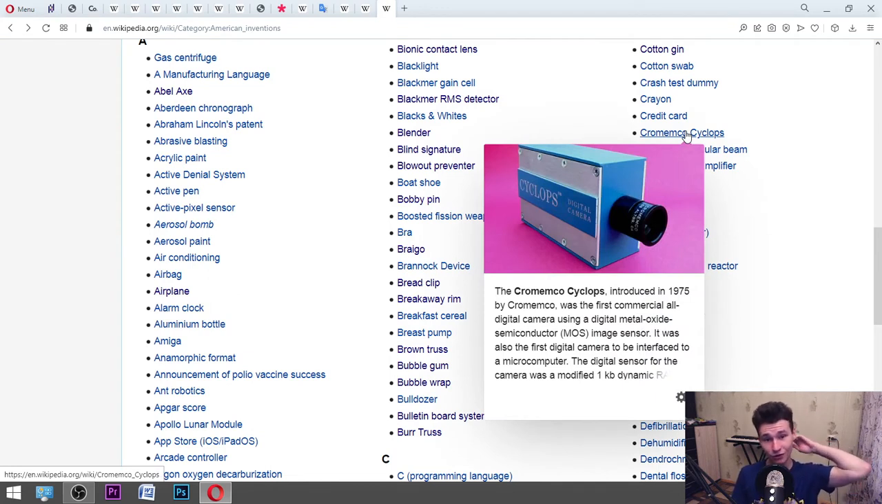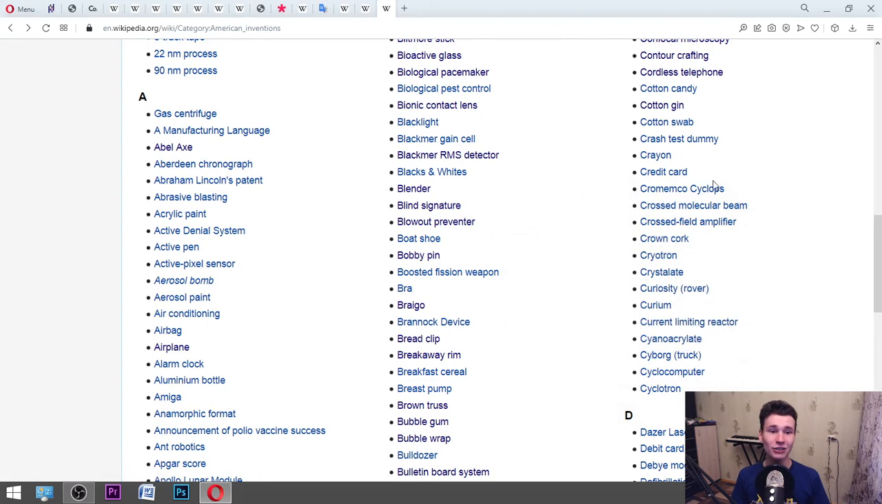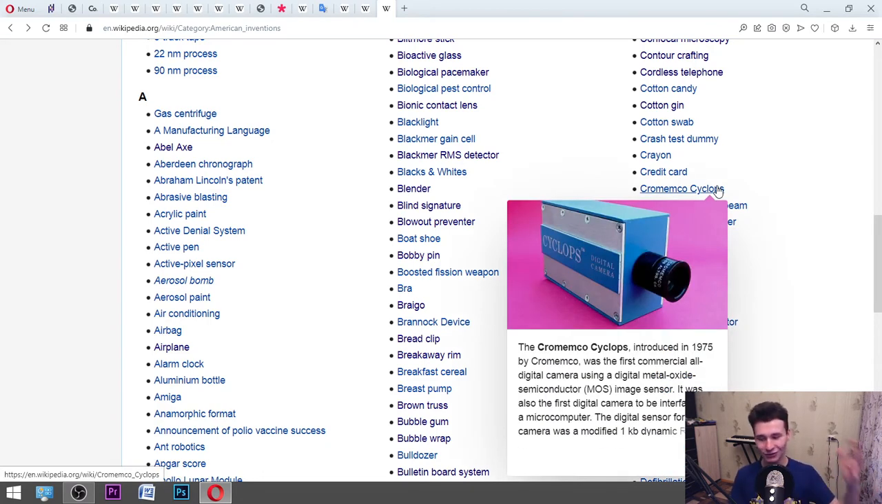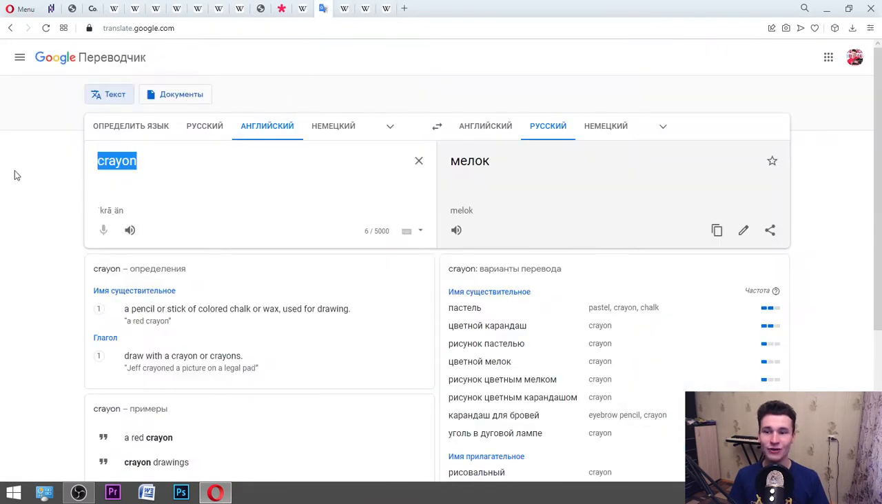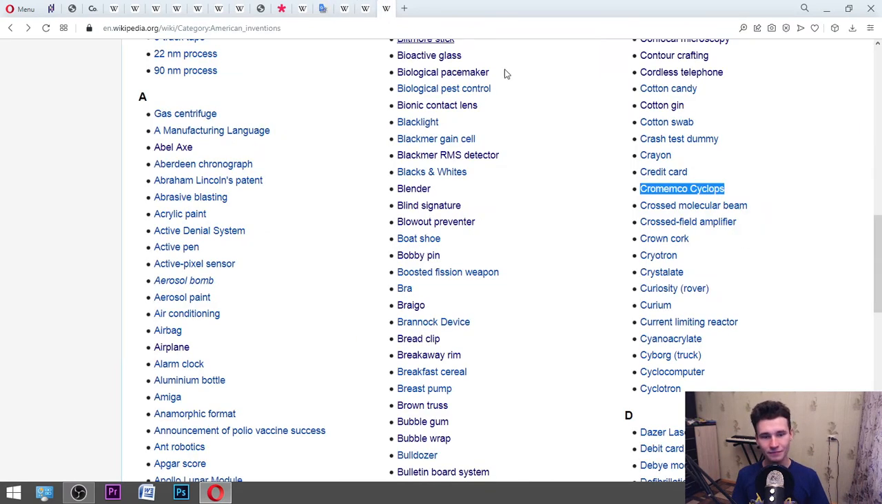And camera, look at this. The Cromemco Cyclops, introduced in 1975 by Cromemco, was the first commercial all-digital camera using a digital metal oxide semiconductor, MOS, image sensor. It is semiconductors, and we have them in our computers too, and it was also in our cameras. It was also the first digital camera to be interfaced to a microcomputer. Wow, Cromemco Cyclops. If someone says Cyclops next time, it could mean not only mythical creatures, it is also the cameras. Cromemco Cyclops, okay.